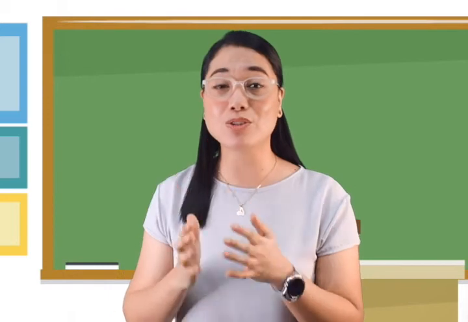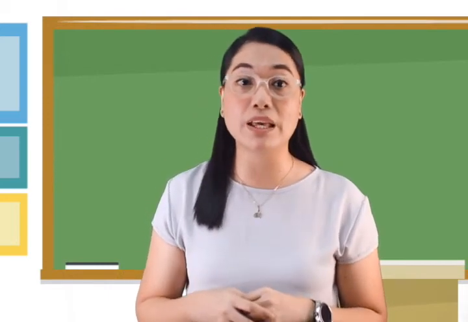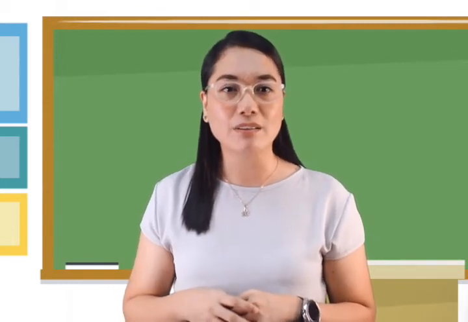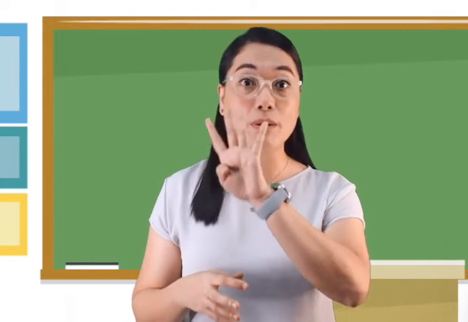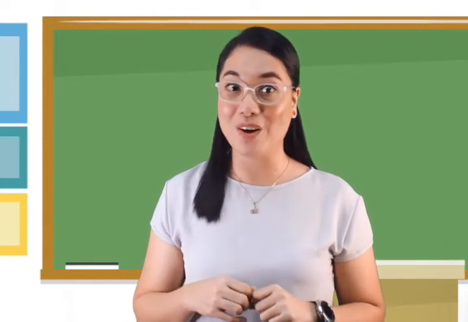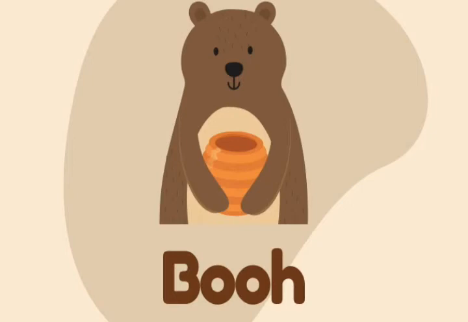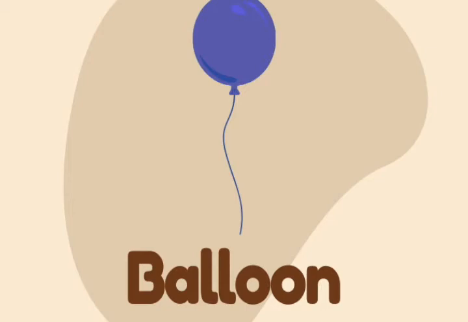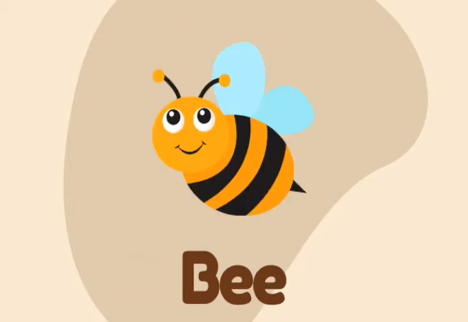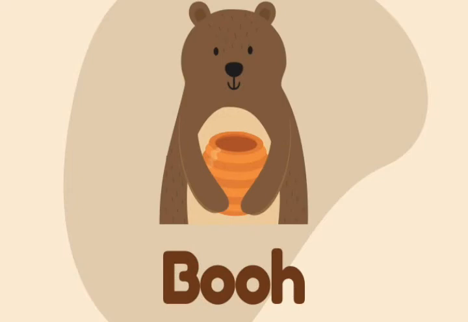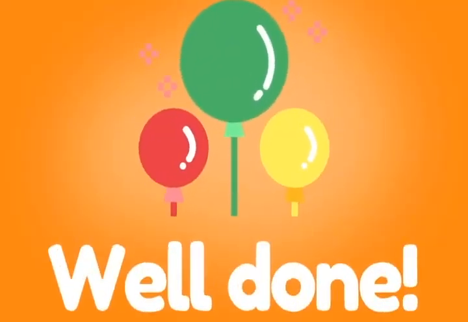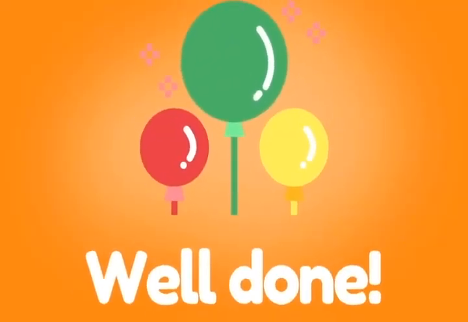Alright, kids, from the story that we read, we will name the words that begin with a b sound. What are those? Can you remember? There are 4 words that start with the letter B from the story. Can you name them? Okay, the first one is Boo, right? And then bear. What else? Balloon. And the bee. Can you say the first sound of the words again? Boo, bear, balloon, and bee. Great job! I will give you 3 balloons for a job well done.